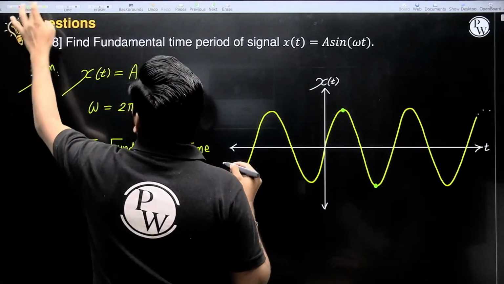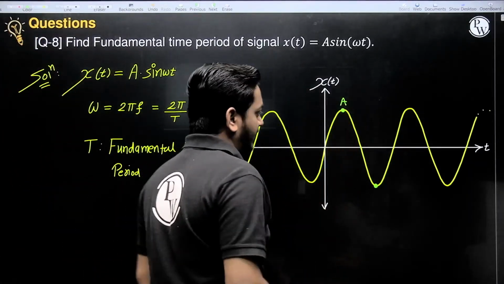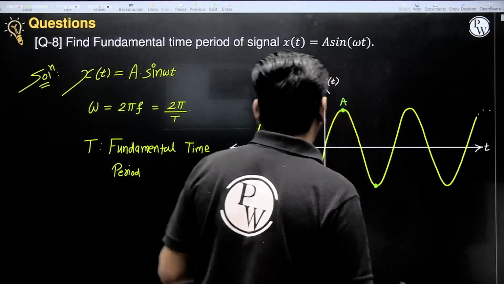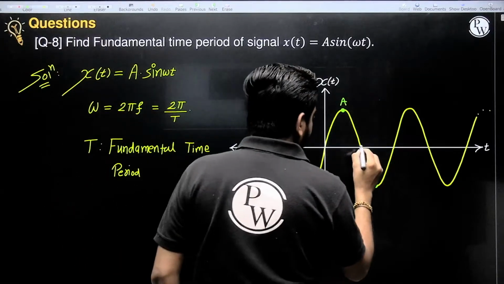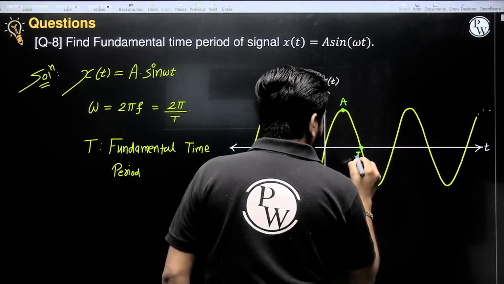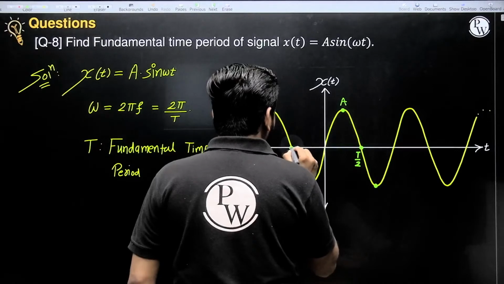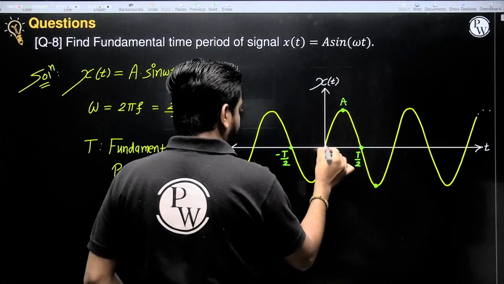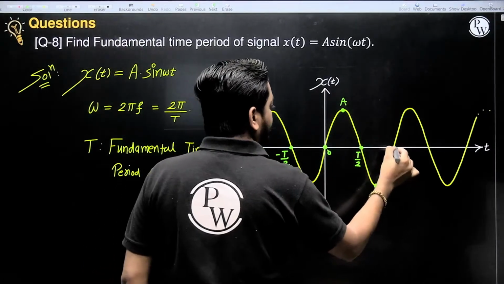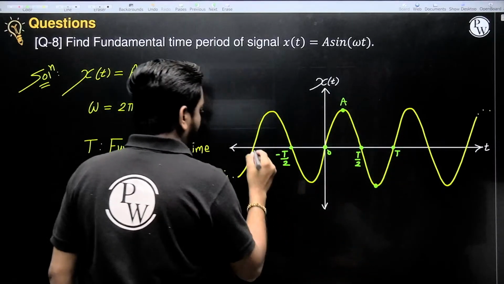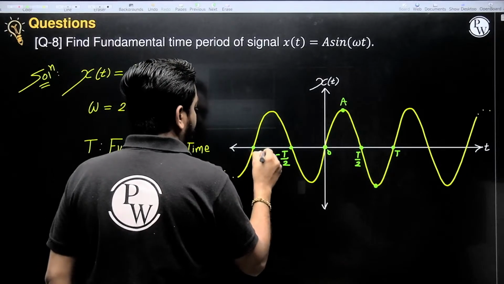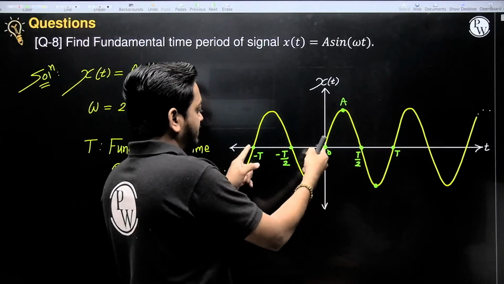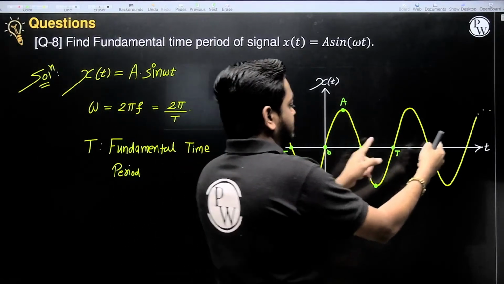So here peak amplitude is A, and here you are writing T, guys. That means you have to write in the fundamental time period format. This is T by 2, and this should be minus T by 2. This is the positive cycle, this is the negative cycle. This is capital T, and this is minus T. So this is one cycle, second cycle, third cycle, and so on.